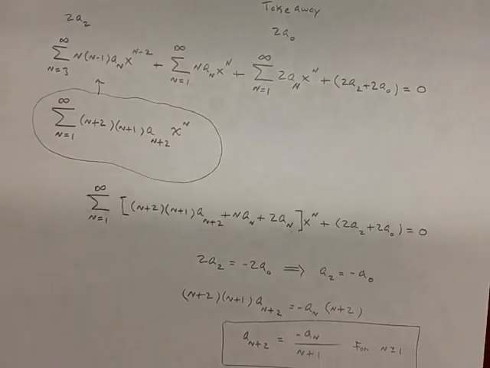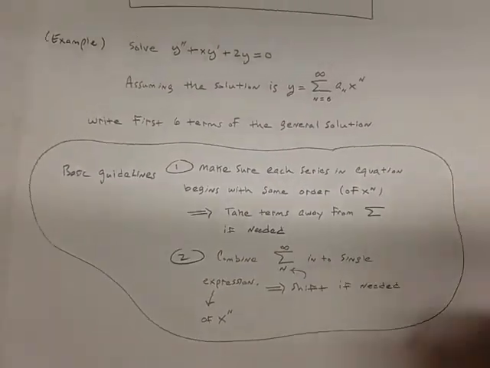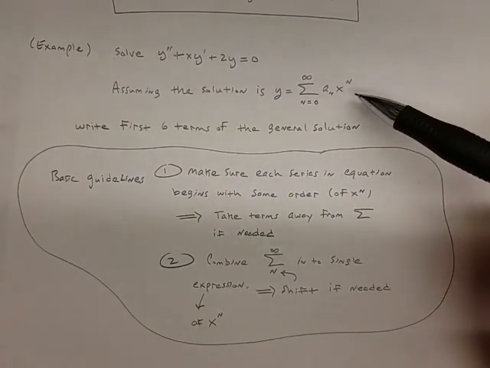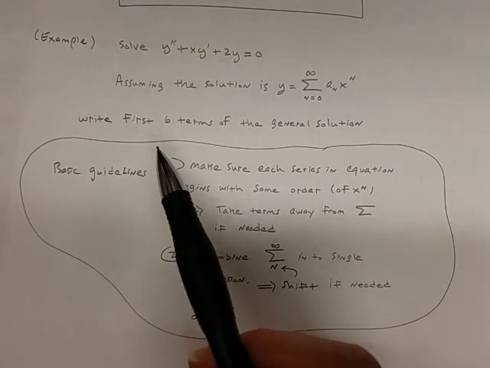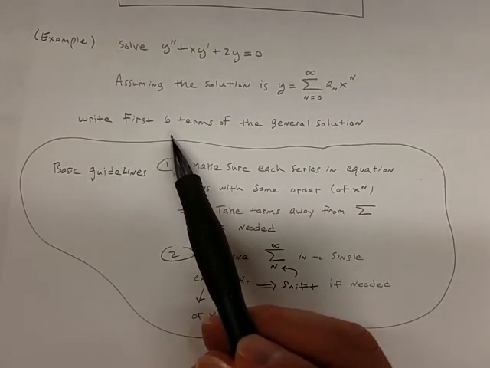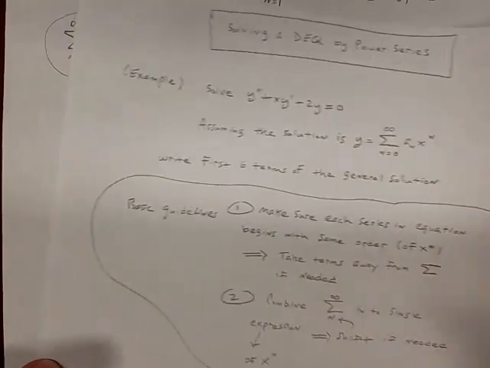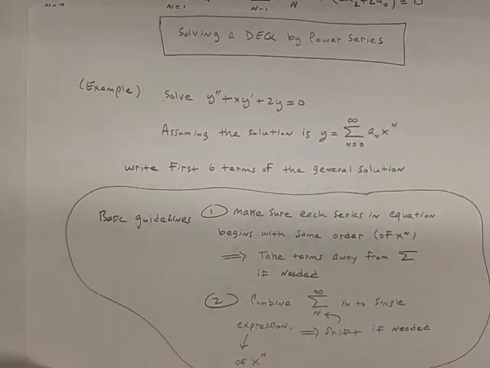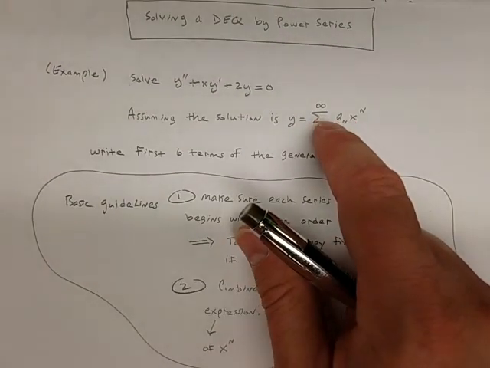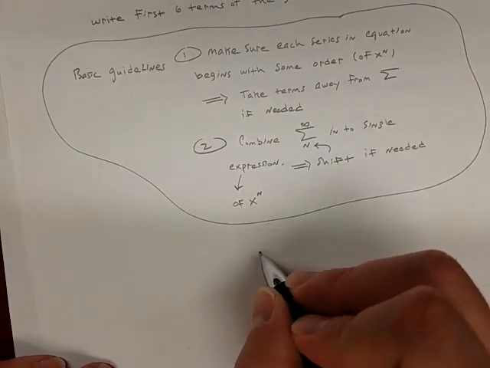Let's see. Where was the original question? The original question was, you assume the answer takes that form, which it does. Find the first 6 terms. I think we might be able to do that. So let's try to write down, there it is. What do you know about the constant so far, the a sub n? So here's the general solution.